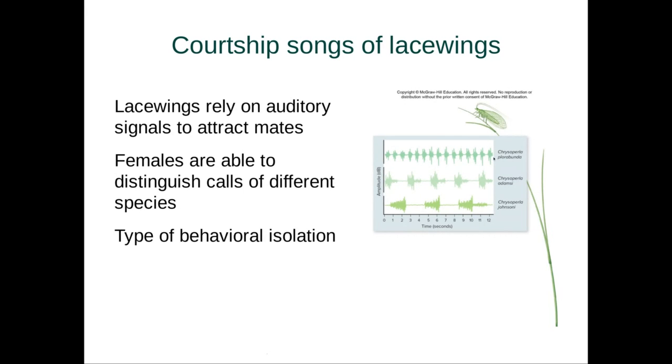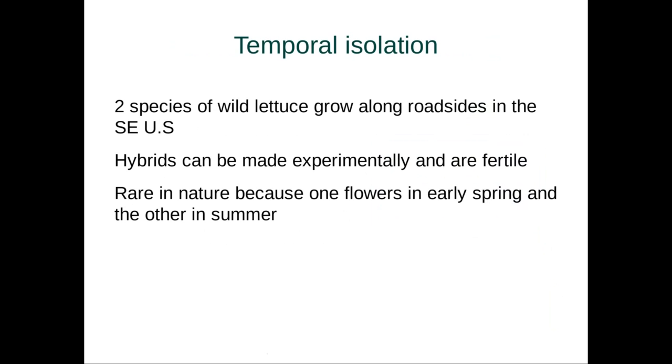And it's very easy for this species to distinguish from this species and this species because the amplitude of their calls and the length of their calls are very, very different. So this is a type of behavioral isolation. Now, temporal isolation, again, occurs when you occupy the same area, but you reproduce at different times of the year.